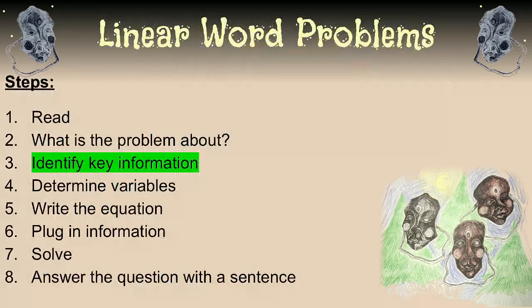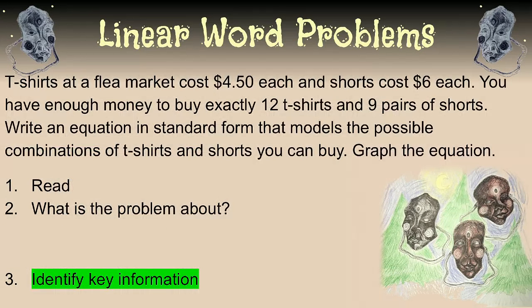Okay, we have about 15 minutes left. Now, when we're talking about linear word problems, we are going to do 8 steps. Read, think about what the problem is asking, what's it about, identify the key information, maybe by highlighting, determine the variables, write the equation, plug in information, solve, and answer the question with a sentence. These 8 steps should really help a lot with our word problems. So let's go through one together.